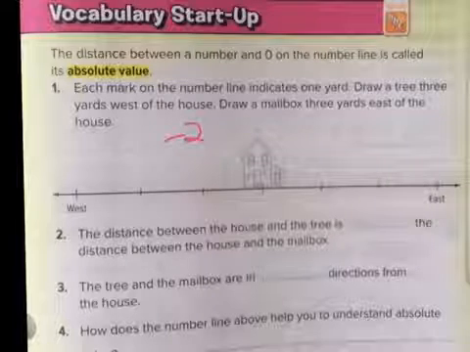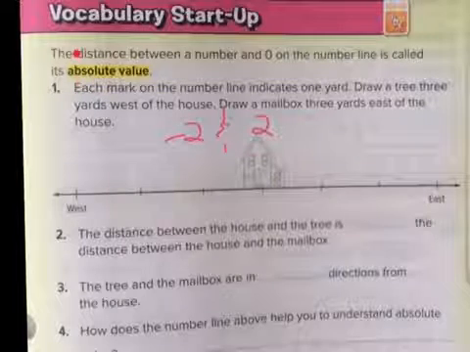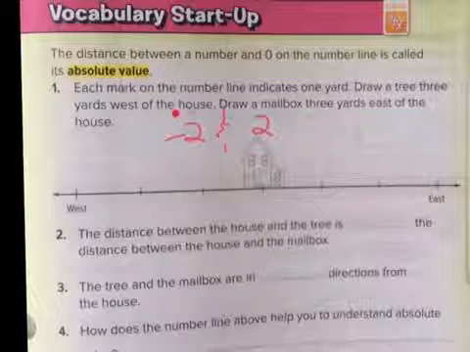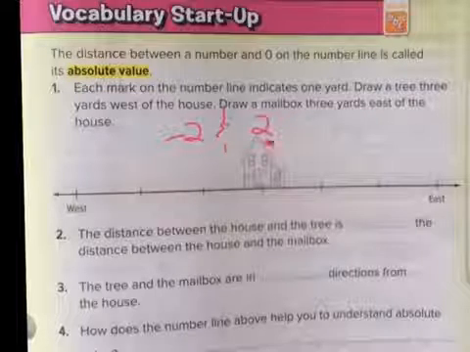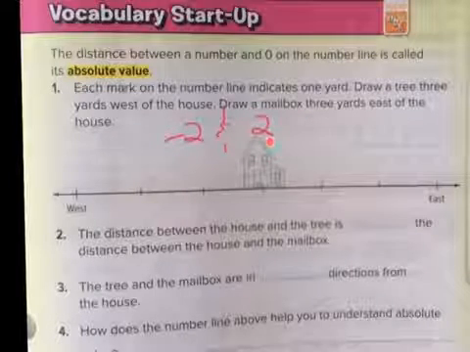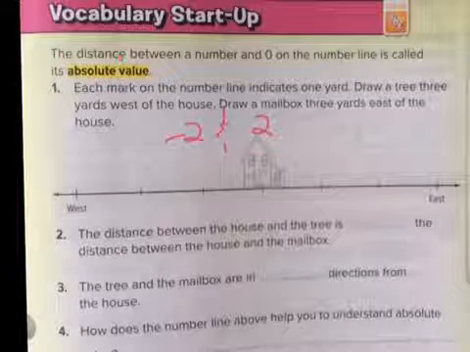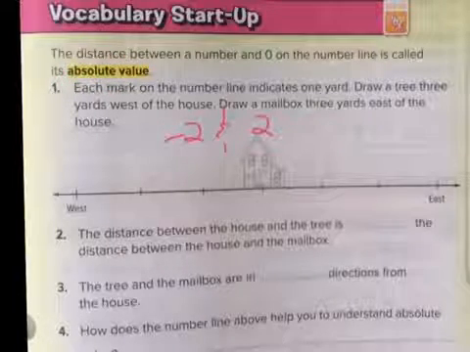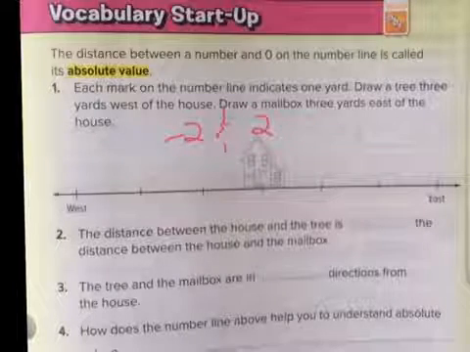-2 and 2 have the same absolute value. This one is 2 places away from 0, and this one is 2 places away from 0. The only difference is this one moves towards the positive side and this one's moving towards the negative side. But in terms of value and absolute value, they're both worth 2. This one's just worth 2 negative, while this one's worth 2 positives.